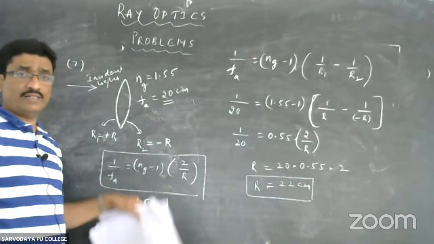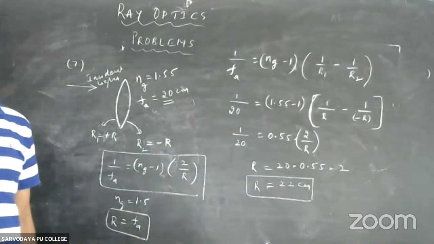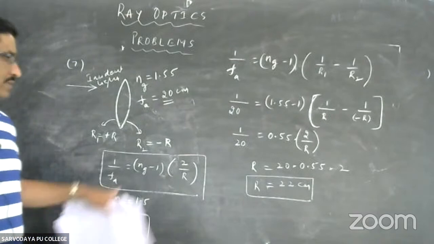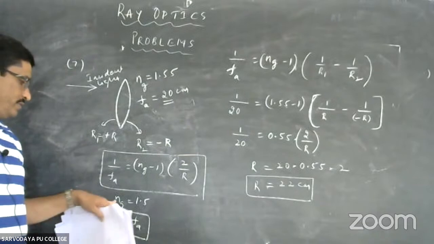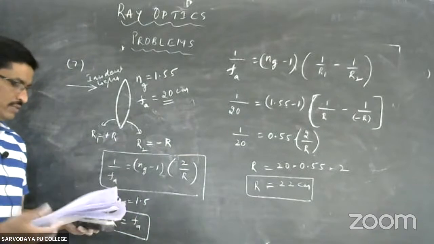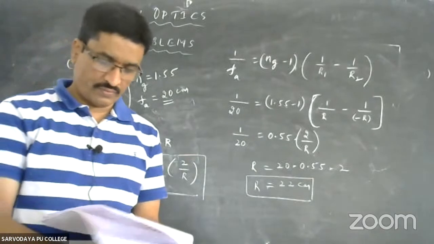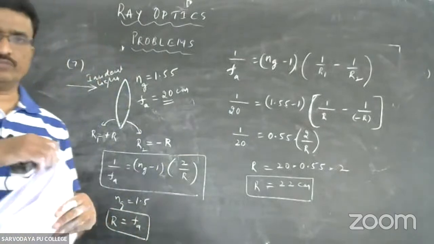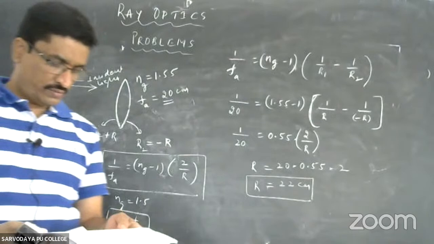Okay, these are all the shortcuts which you have to remember for competitive examinations. You should know the formula before, and then this idea will come. When ng is 1.5, this is what you get. Okay, this is the 7th problem. I will discuss one more problem related to this one only.